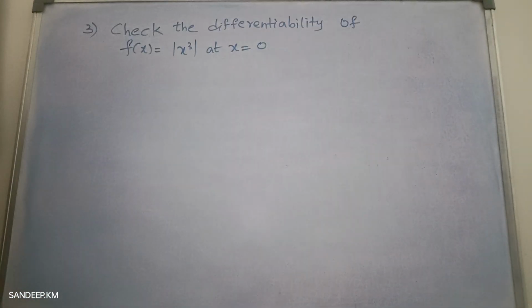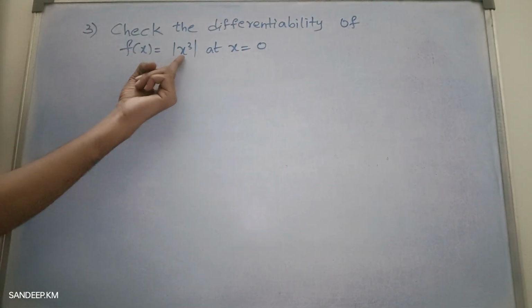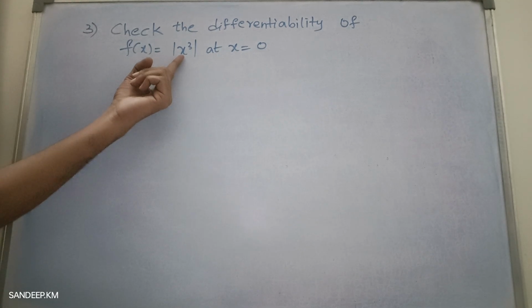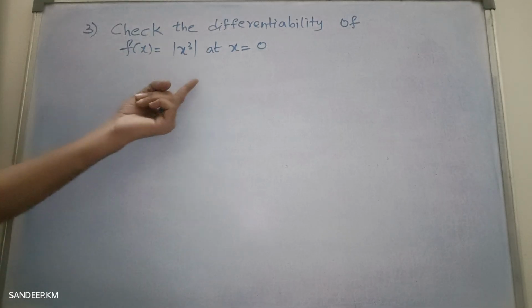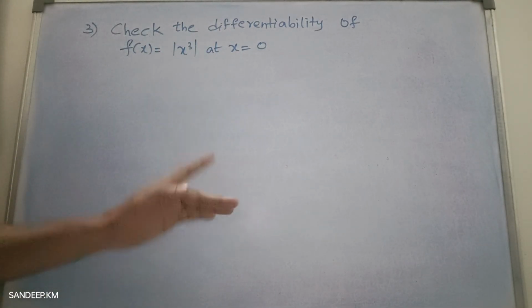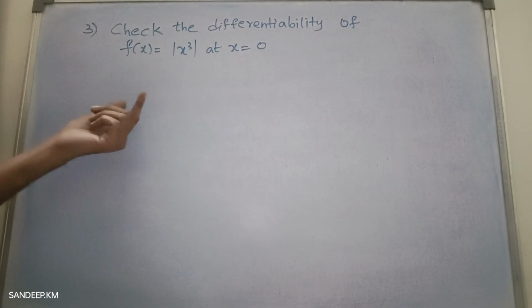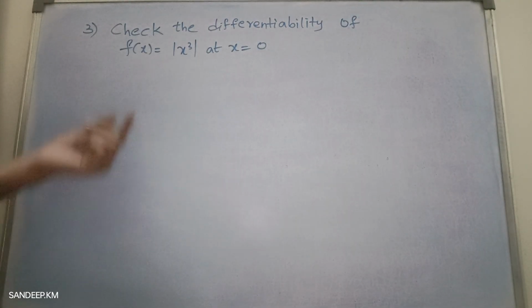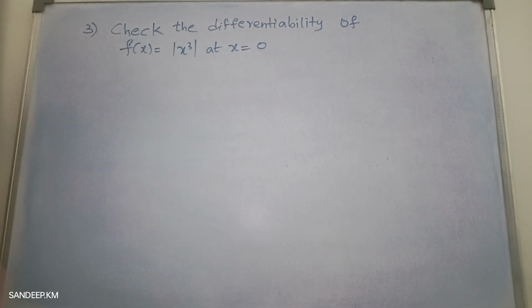Third question. Here is a question which you can try. The function is f of x is equal to mod of x cube. It is a polynomial function. We already know that it is continuous, so no need to check for continuity. You only check whether it is differentiable or not at x is equal to 0. Find the left hand differentiability LHD and also RHD. If both are finite and if both are equal, you can say that it is differentiable at x is equal to 0. And if they are not equal, it is not differentiable at x is equal to 0.